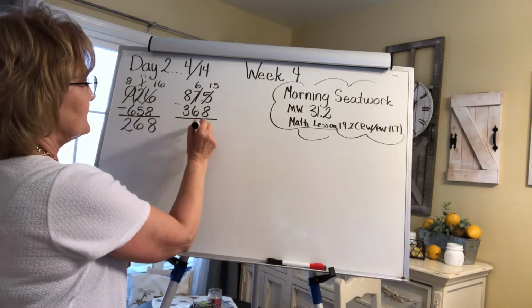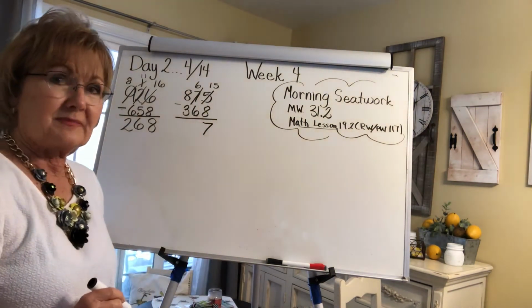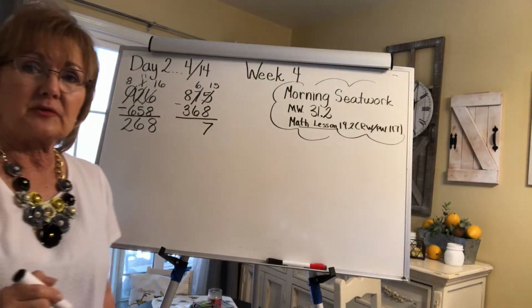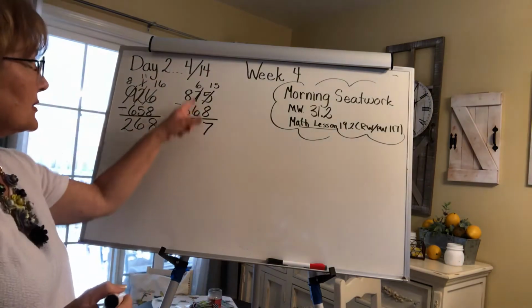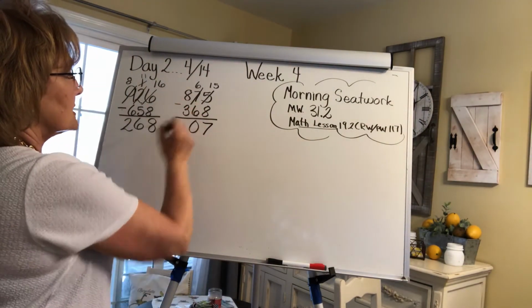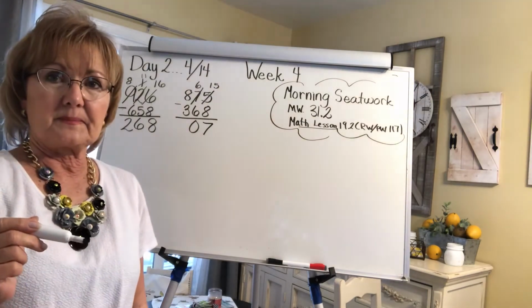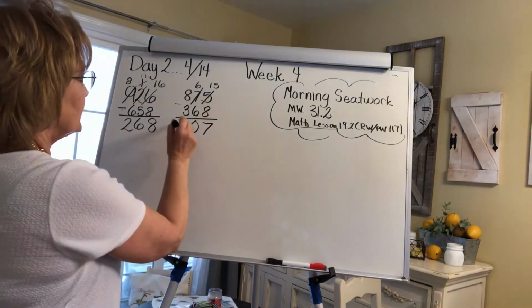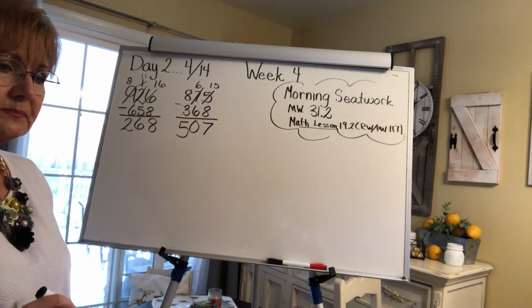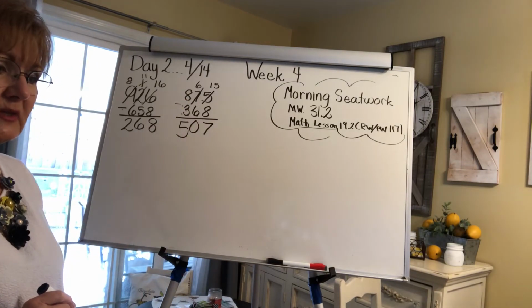Did you put 7? Did I go too fast? 6 take away 6. Do we have to borrow from the hundreds? No, because this is not greater than that. So it's just 0. And 8 take away 3. What do you guys say? 5? Good. 5, 6, 7, 8. All right? Okay, you guys should be good to go on that.